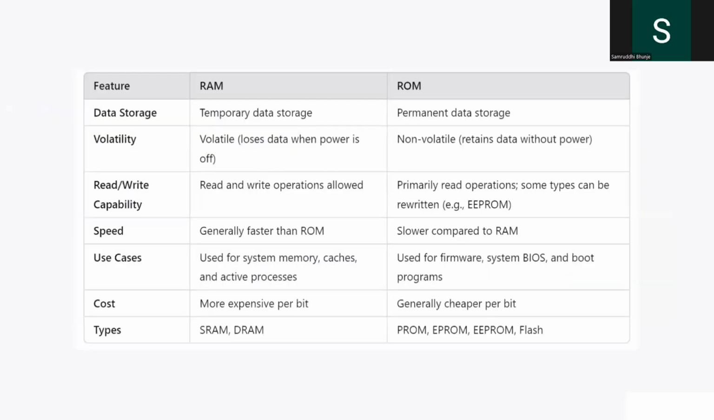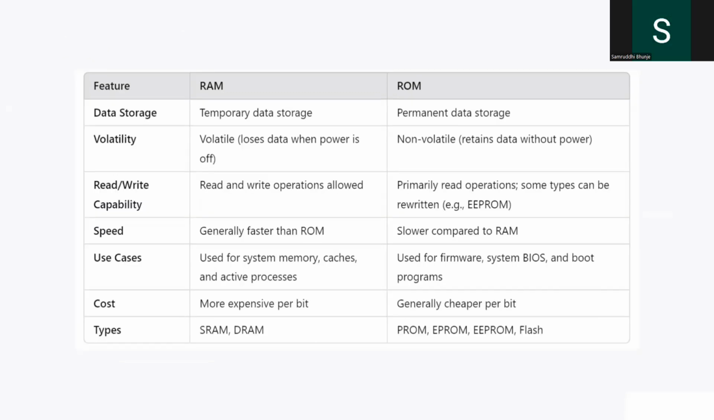Now the difference. Data storage: RAM is a temporary data storage memory and ROM is a permanent data storage memory. RAM is a volatile memory, ROM is a non-volatile memory. In RAM, read and write operations are allowed, but in ROM, primarily read operations are allowed. Some can be rewritten, that is EEPROM. Now the speed of RAM is faster as compared to ROM. The cost of RAM is expensive, and ROM is cheaper. Types are SRAM and DRAM, and in ROM it is PROM, EPROM, EEPROM, and flash memory.